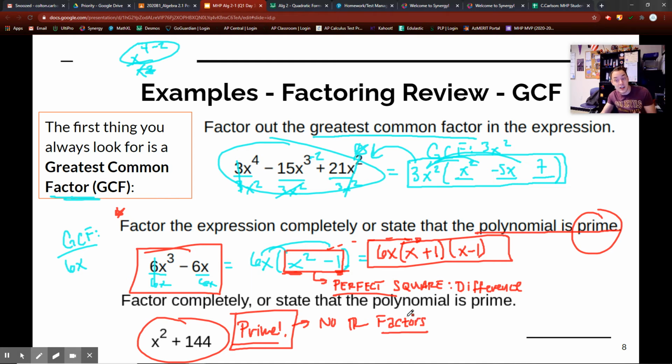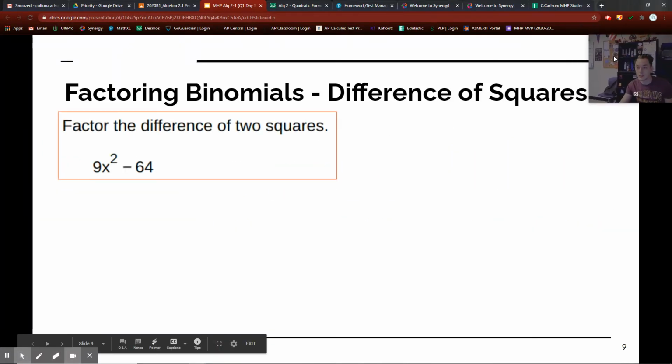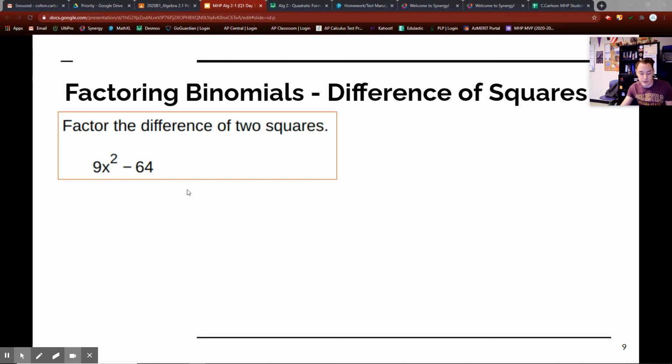It does have imaginary factors, sure, but no real factors. Okay, so that's greatest common factor. Let's move on to difference of two squares. We literally just went over this. Perfect squares, difference of two squares.